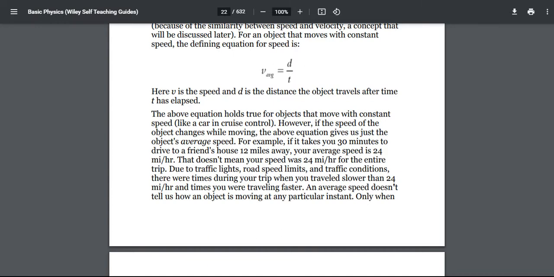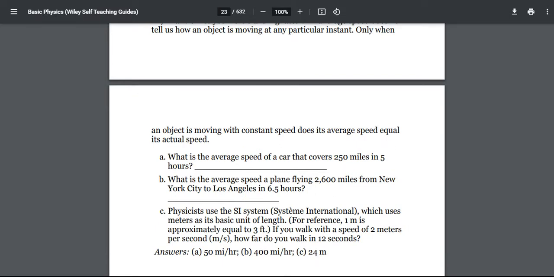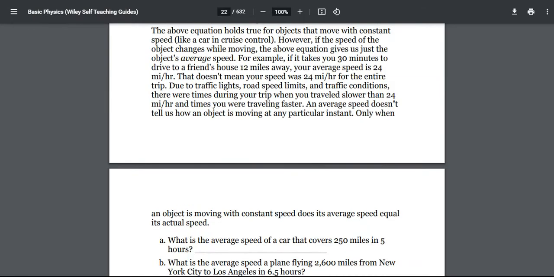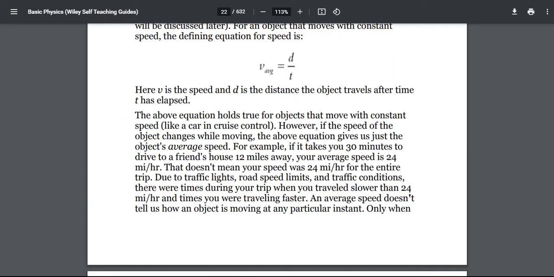An average speed doesn't tell us how an object is moving at any particular instant. Again, only when an object is moving with constant speed does its average speed equal its actual speed. So it really means that if it takes you 30 minutes to drive to a friend's house without any traffic or delay, your true speed is 24 miles per hour if your friend lives 12 miles away.